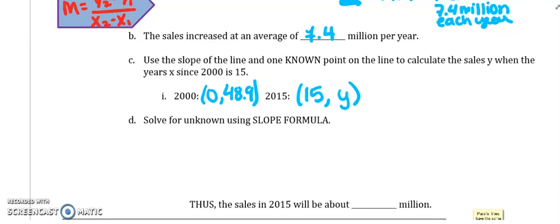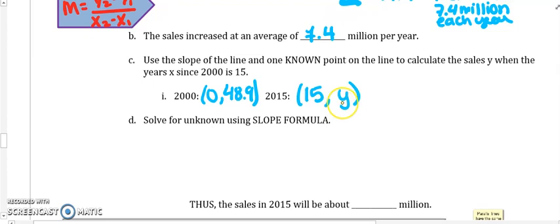Okay, so now that we found the slope of the annual sales per year, we can use these same points to help us predict how much the sales are going to be in 2015. So (0, 48.9) was one of our points. You could have chosen to use the other point. And then the second point is we know it's 15 years after 2000, but we don't know our y, so I'm just going to call that y.